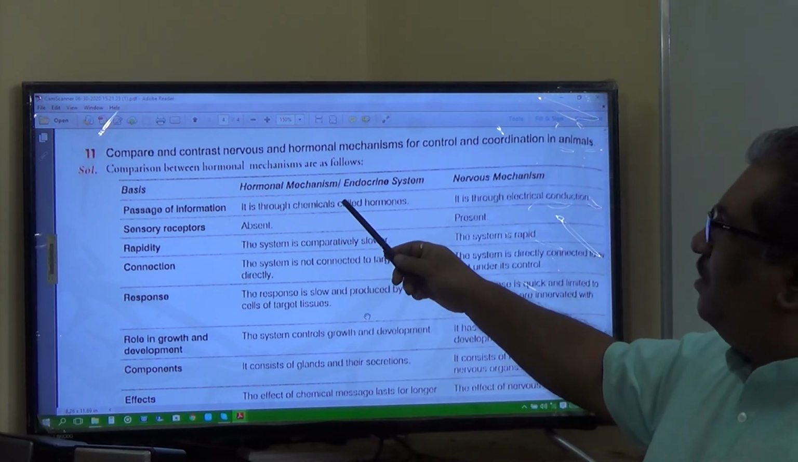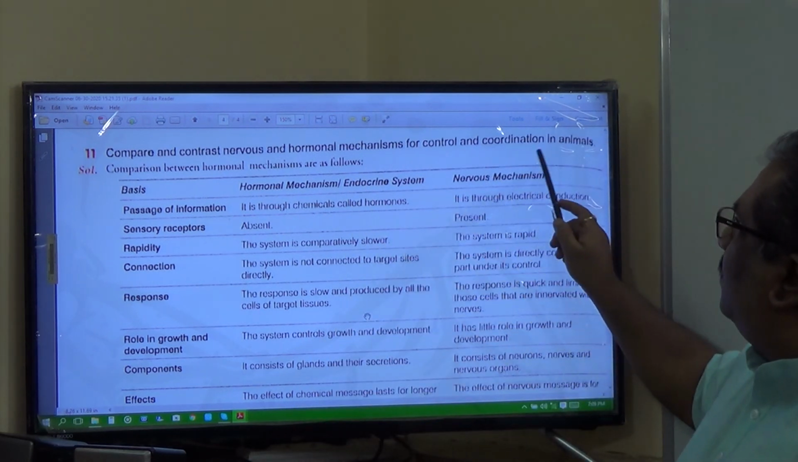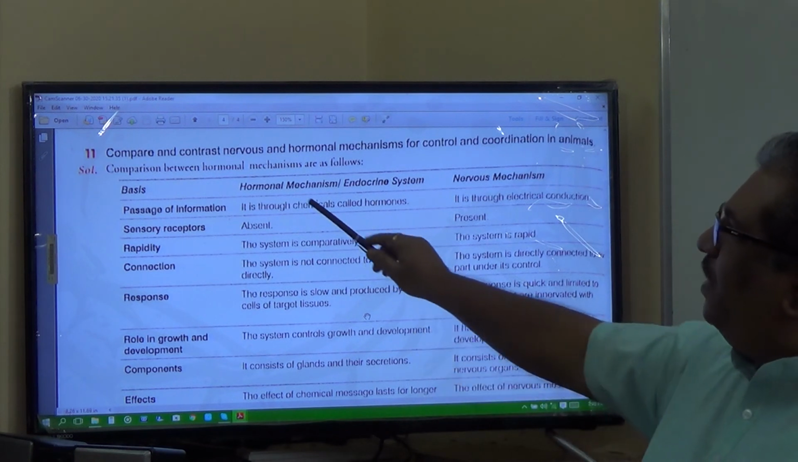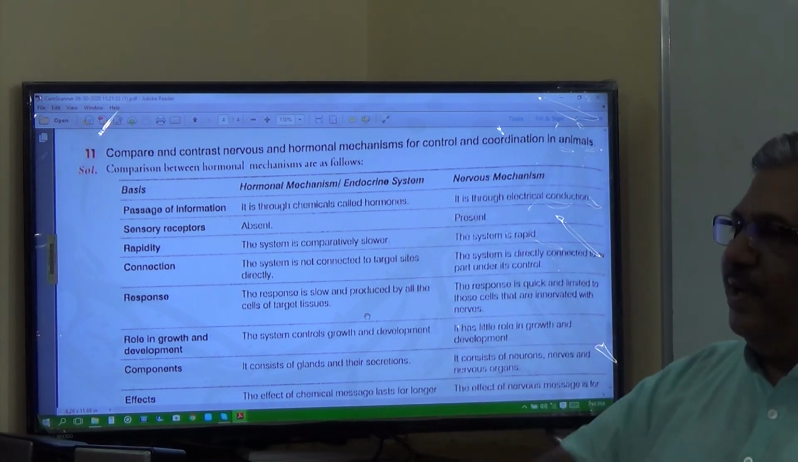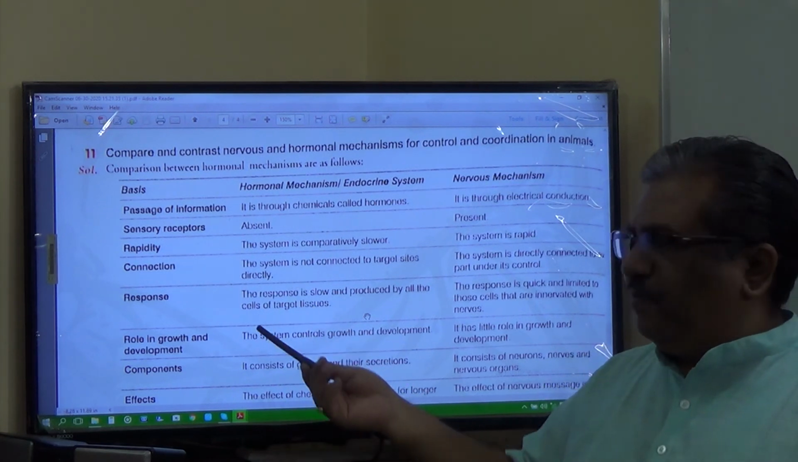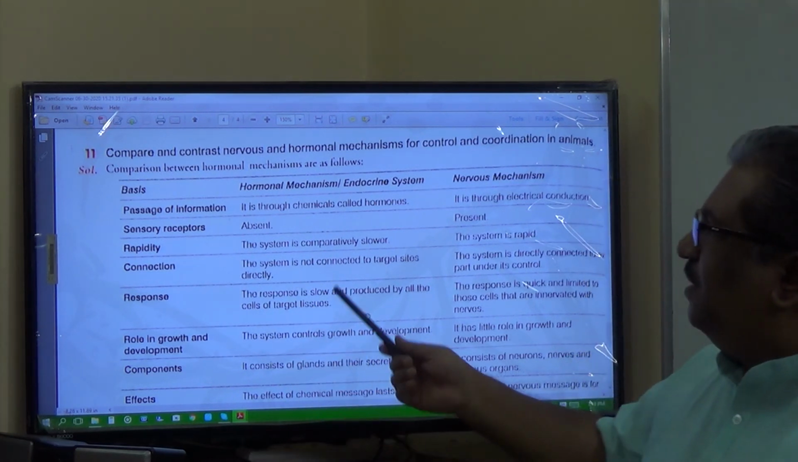compare and contrast nervous and hormonal mechanisms for control and coordination in animals. So here we are writing hormonal system and here nervous system. What is the difference we are studying here? Maybe about 4 or 5, if you know, that's quite enough. But let us see here. Hormonal system.